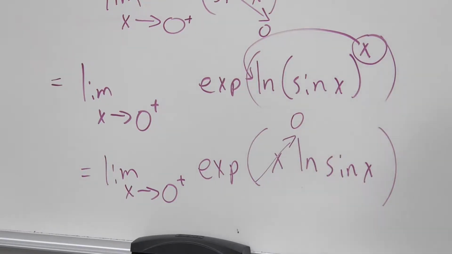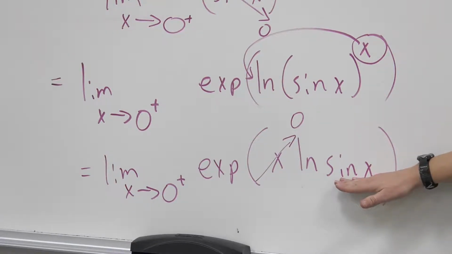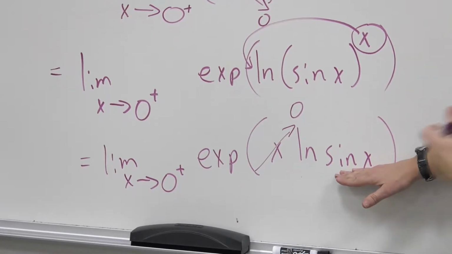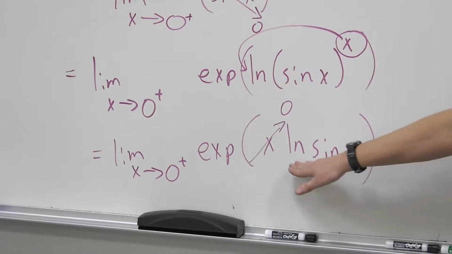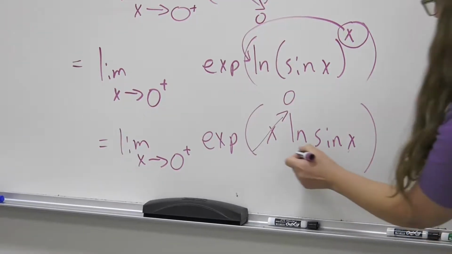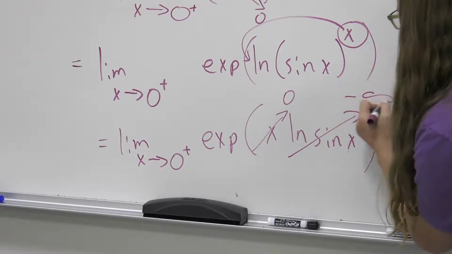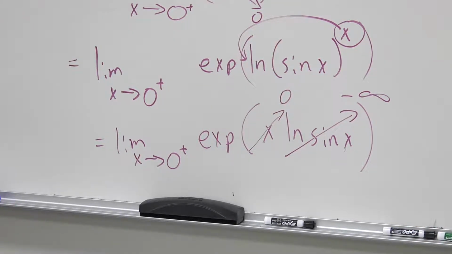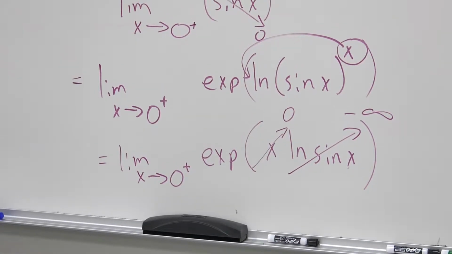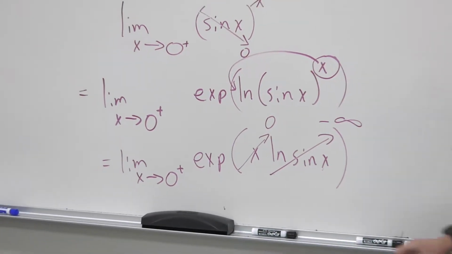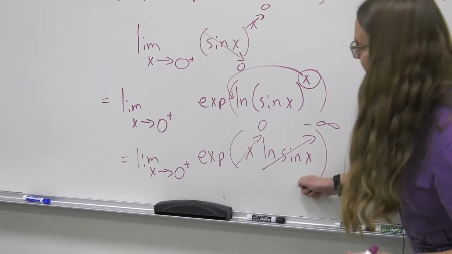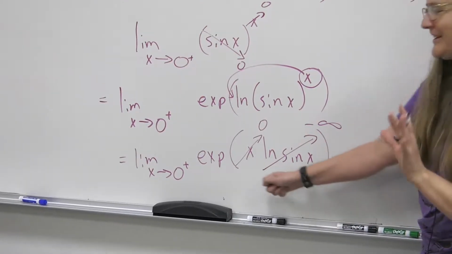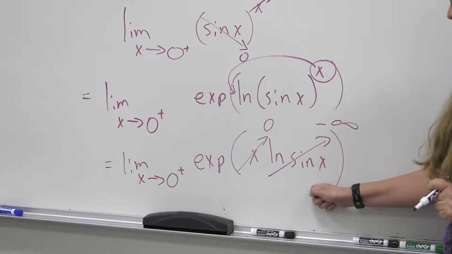x was going to 0. Sine of x was going to 0. And also from the positive side. So the natural log of that is going to negative infinity. So we do have an indeterminate product. I misspoke. We have an indeterminate product, not yet an indeterminate quotient.